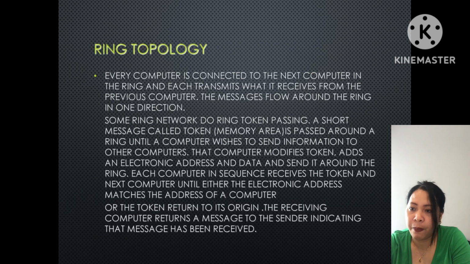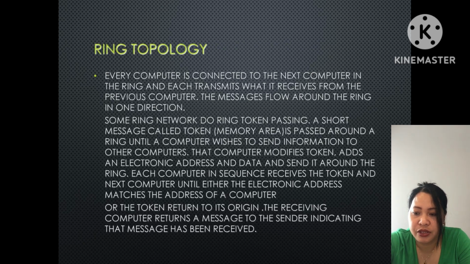Ring topology: every computer is connected to the next computer in the ring, and each transmits what it received from the previous computer. The messages flow around the ring in one direction. Some ring networks use tokens, passing a short message called a token. The token is passed around the ring until a computer wishes to send information to other computers.